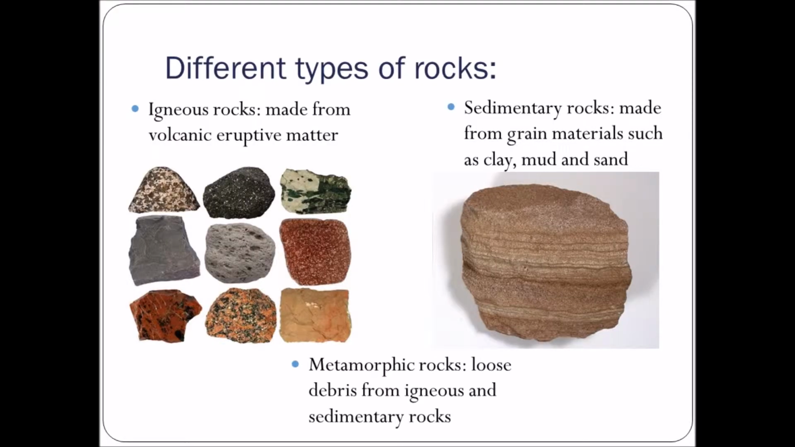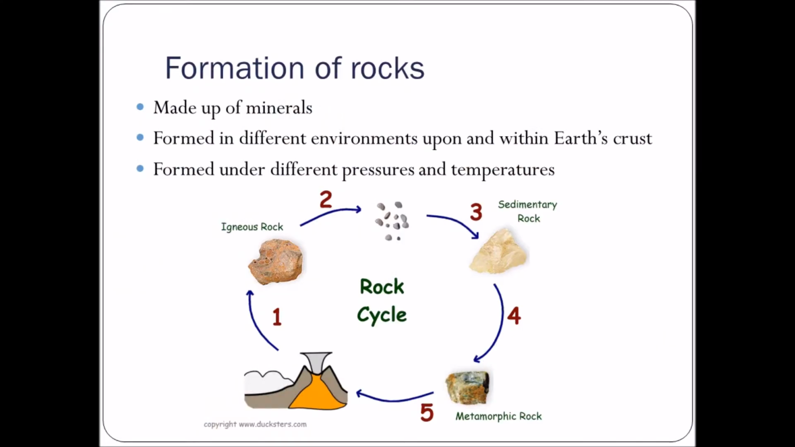There are three different types of rocks: igneous, metamorphic, and sedimentary. To answer the burning question, why do sedimentary rocks have layers, we need to know how these layers are formed in all three rock types. The formation of rocks is important to help differentiate between the three types. Rocks are made up of minerals and are formed in different environments upon and within the Earth's crust.